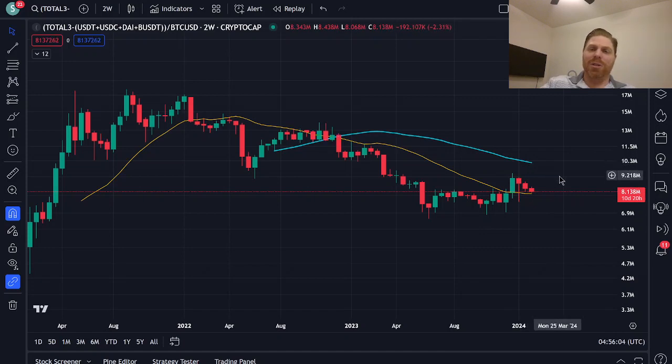This 100 week should start to come down as we get closer to the halving. So I'm excited. I'm really excited. I think that you can expect altcoins to outperform Bitcoin in a really big way. It's going to be a lot of fun.